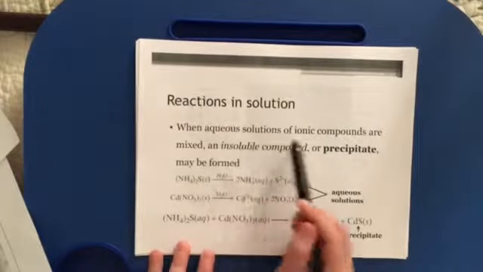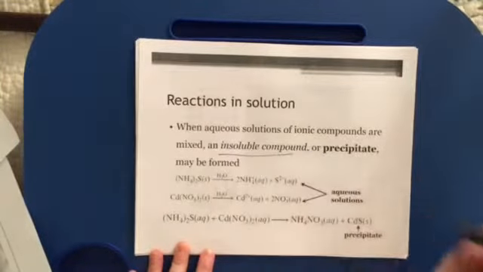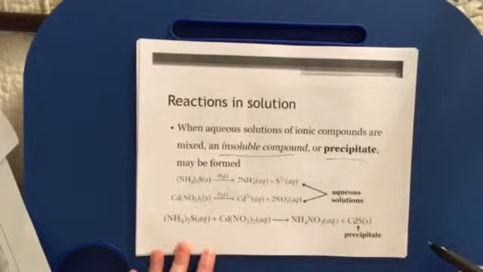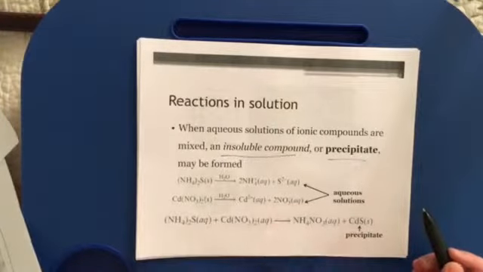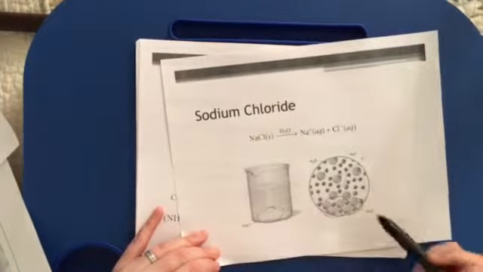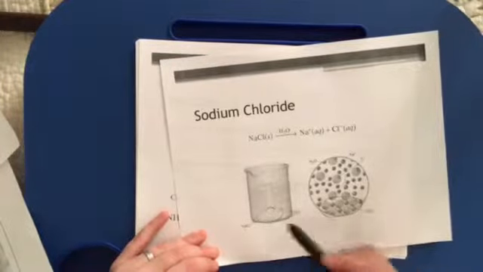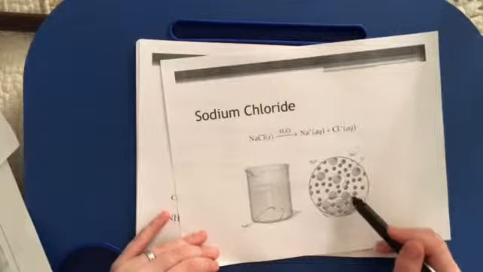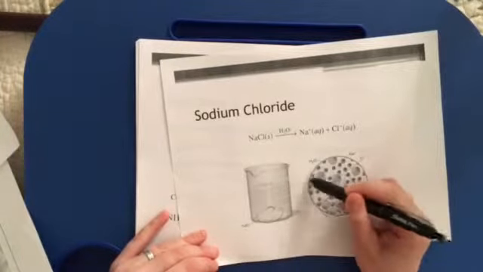Sometimes when you have aqueous solutions of ionic compounds and they mix, an insoluble compound or precipitate is formed. That means that it is not surrounded by water molecules. It falls out of the solution, kind of like here where you have this at the bottom of the solution. Sodium chloride will eventually dissolve, but some compounds won't. They won't ever dissolve, and so they fall out of the solution as a solid. So it's no longer surrounded by water molecules in the solution.